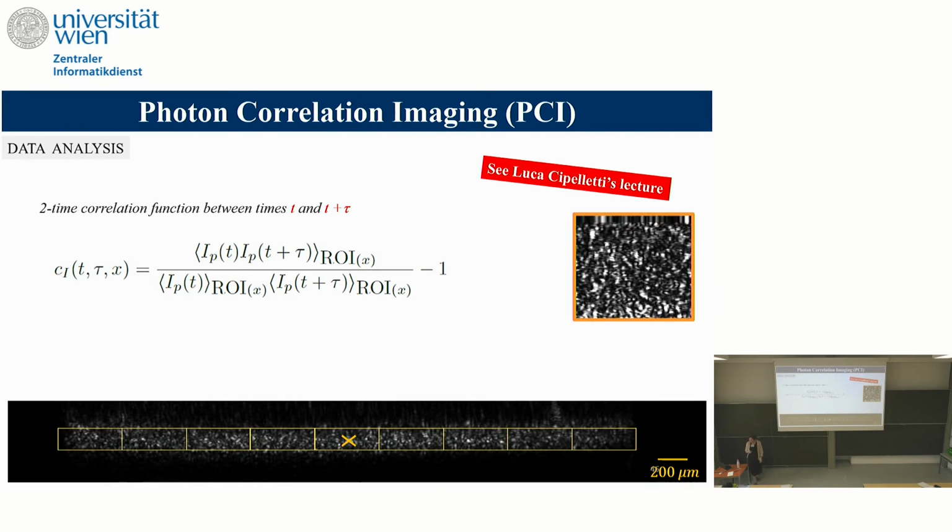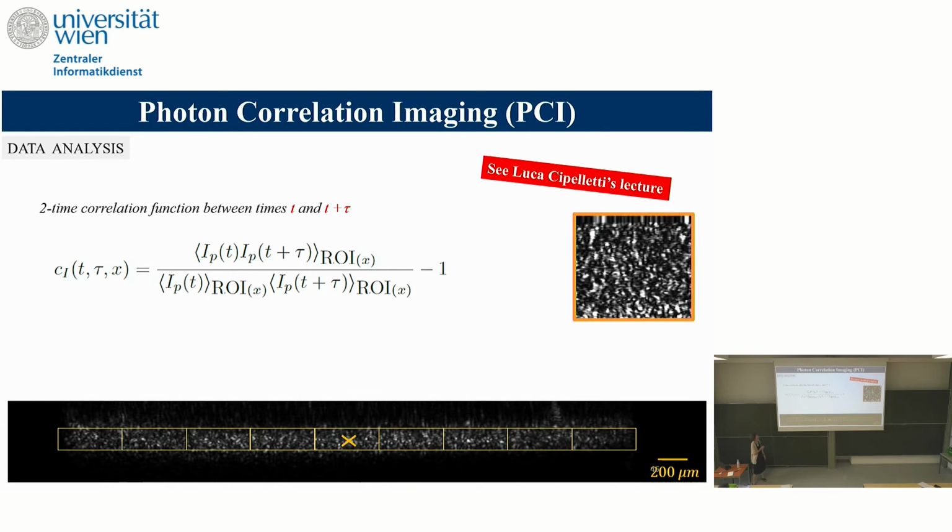More quantitatively, we can compute this correlation index or correlation factor. I don't know how Luca called it yesterday, but it is based on the two-time correlation function, and we look at the dynamics in different domains of your drop: in the center, in the periphery, and in between.